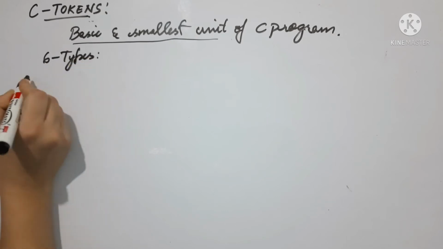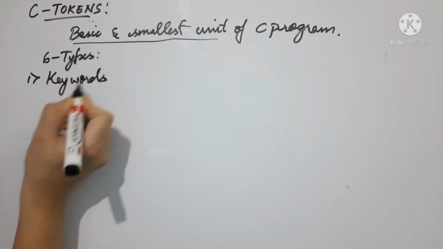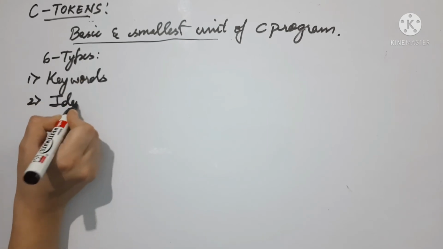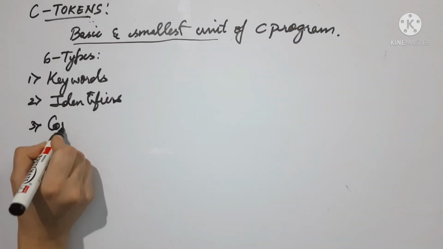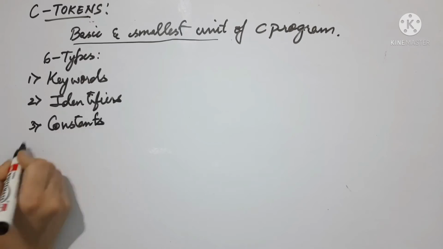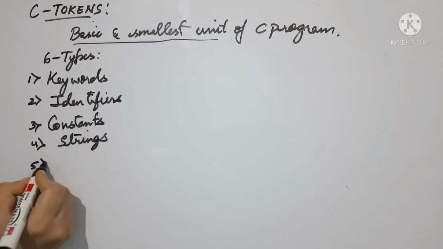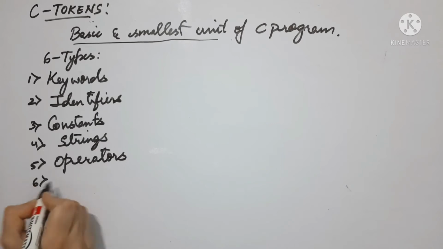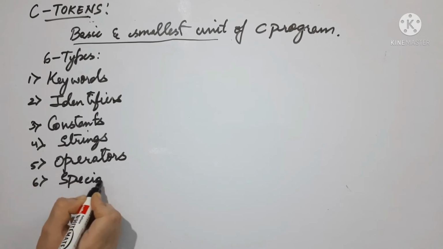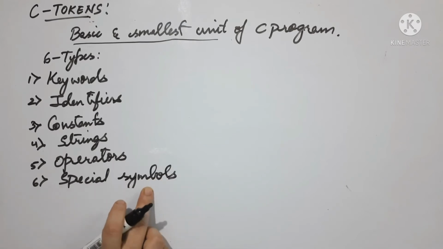What are they? Number 1, we have keywords. Second, identifiers. Third, constants. Fourth, strings. Fifth, operators. And the last one, special symbols. Special symbols you have already seen in the character set. They are special characters, and they come under special symbols.